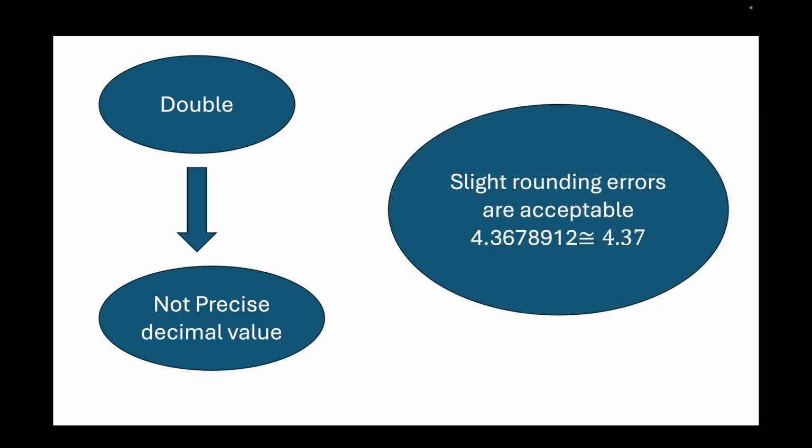And if a little bit rounding is fine, then you can use double instead of decimal. Look at here. We have an example like 4.367891. You can round it to 4.37. If rounding is fine, then instead of decimal, you can use double.